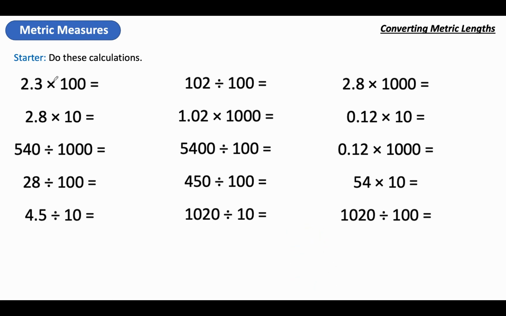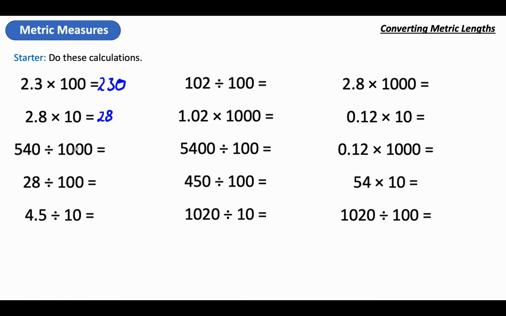Let's go. Right, so if I'm timesing by 100, I'm going to make my number bigger, and it's going to be bigger by 2 places. And a quick way of remembering that is just look at the number of zeros. So it's going to be 230, and that is a zero, promise. 2.8 times by 10, it gets 1 place bigger. So 28.